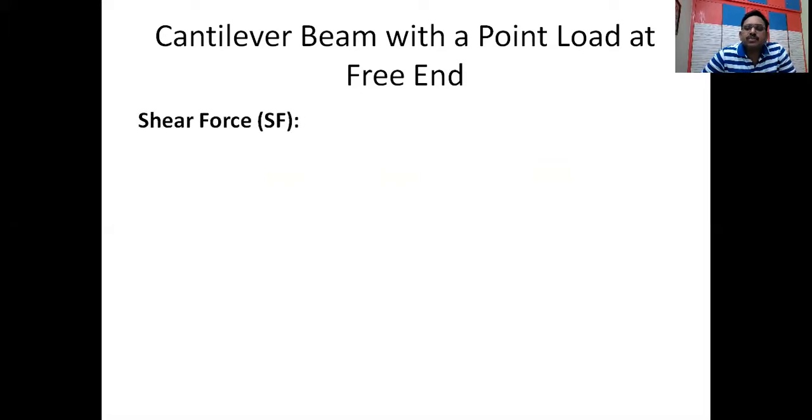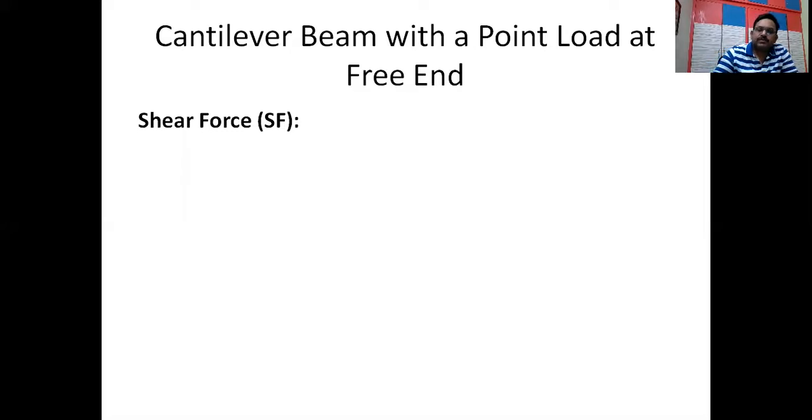So in order to draw the shear force and bending moment diagrams, first of all, we have to find out the shear forces and bending moments at various sections of the beam. Then it will be easy for us to draw the shear force and bending moment diagrams.